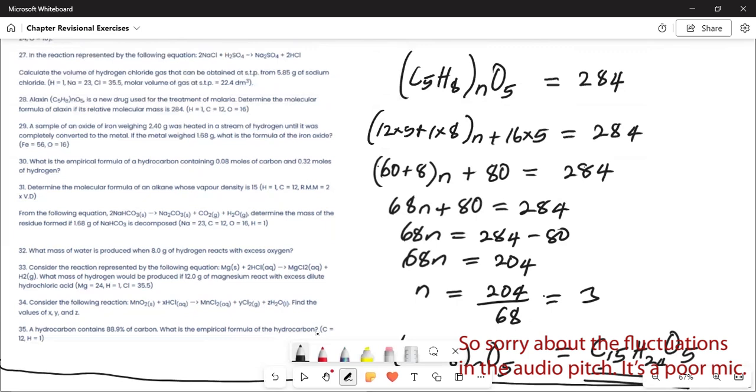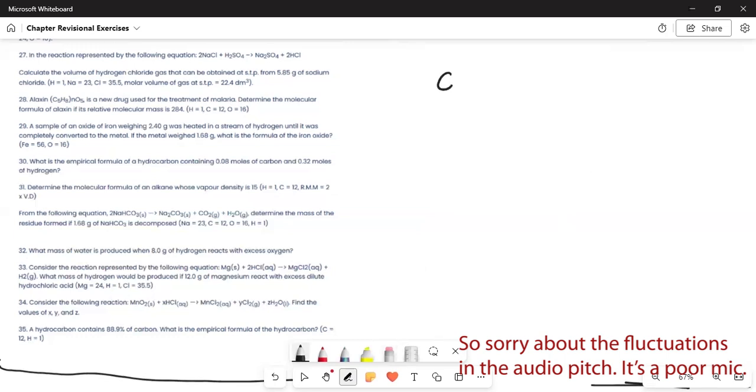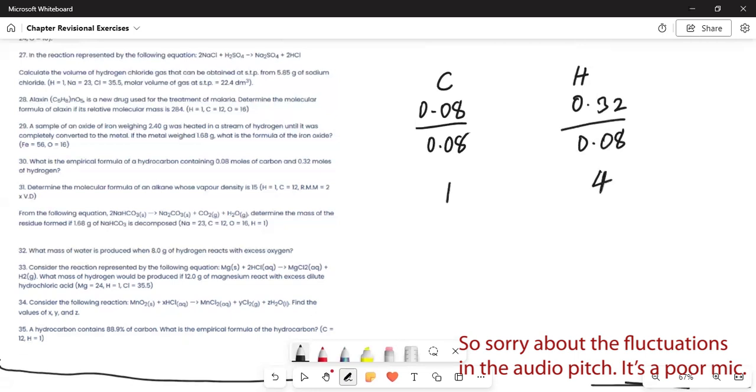Question 30. What is the empirical formula of the hydrocarbon containing 0.08 moles of carbon and 0.32 moles of hydrogen? Okay, so the hydrocarbon, carbon and hydrogen, has 0.08 moles of carbon and 0.32 moles of hydrogen. The number of moles is already given, so we just need to calculate the mole ratio, the ratio in which they are combined, by dividing through by the smallest one, which is 0.08 in this case. Dividing 0.08 by 0.08 will be 1 here. So, therefore, the formula is CH4, that is methane gas.